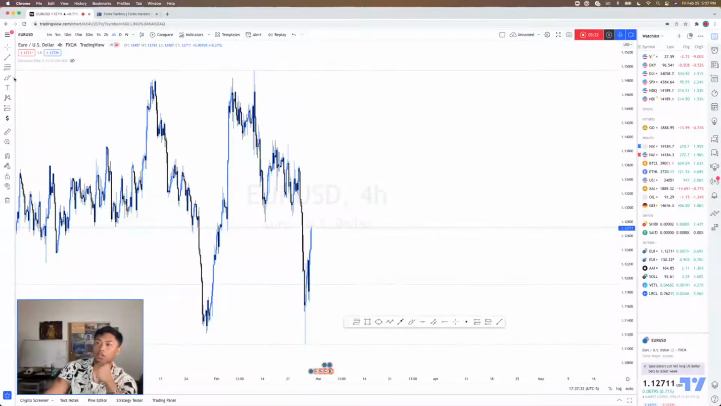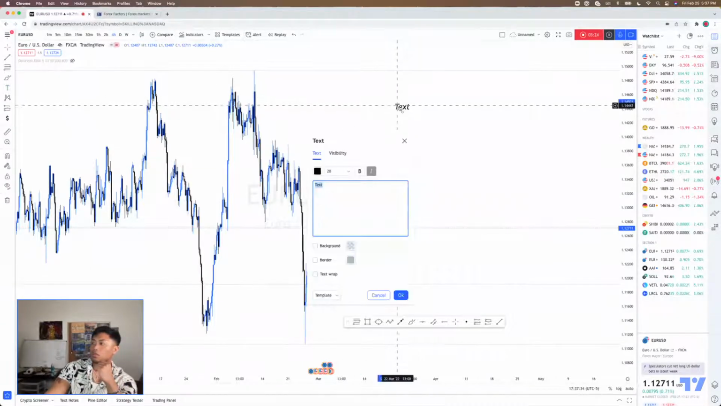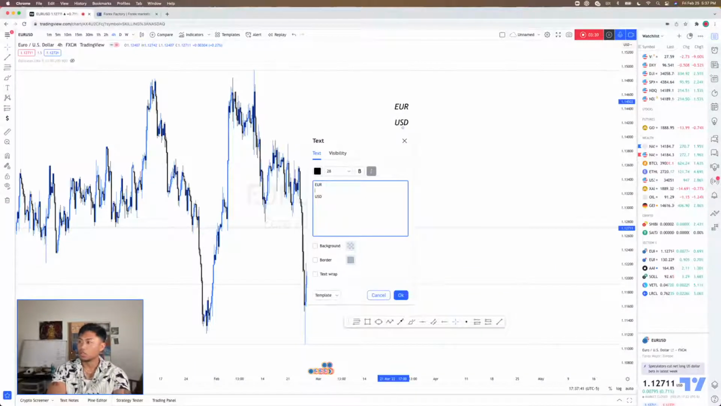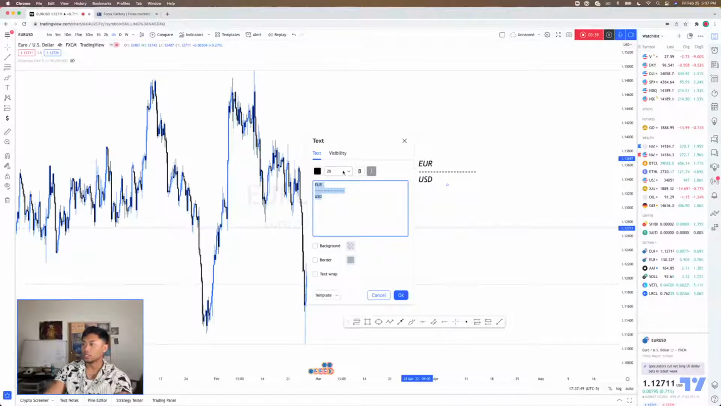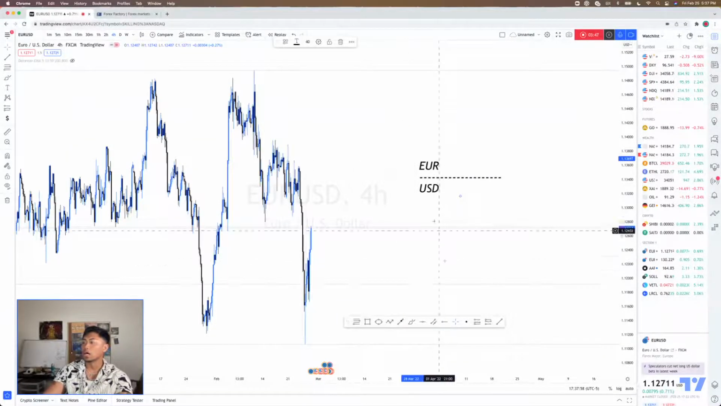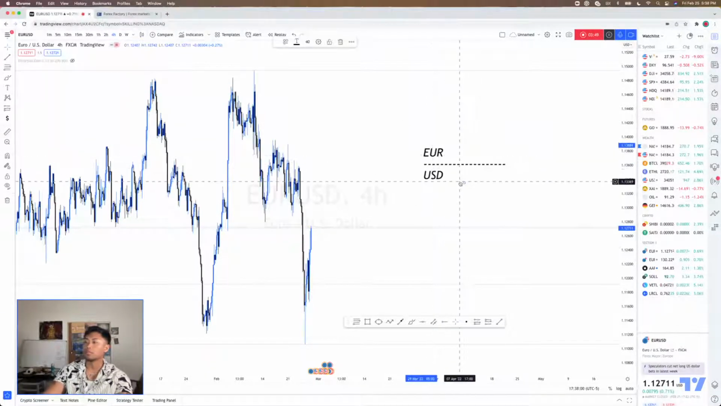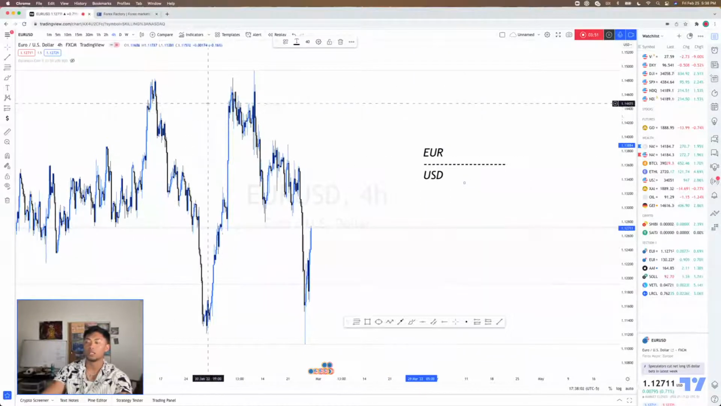I'm going to go ahead and drop that in here. So Euro over USD. If you have an imaginary line in the middle, this is what it is. It's literally just them going against each other. Which one is higher? And at the end of the day, this is how we make money. We make money by simply predicting which way the market is heading.